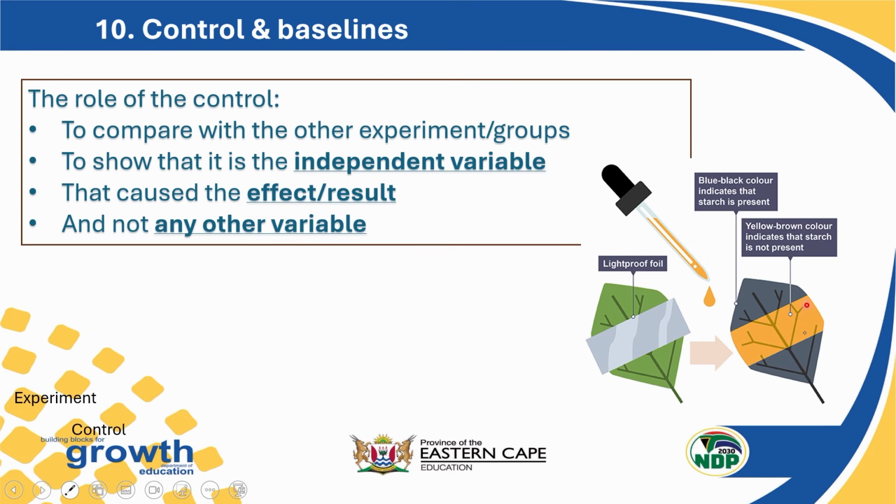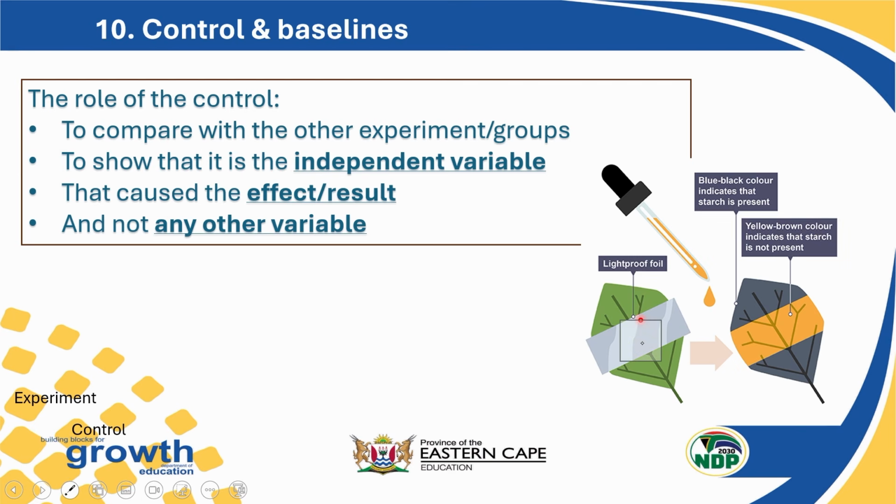In this area that was not covered, the iodine remained yellow-brown, telling us that no starch was produced. So what does this tell me? It tells me that light is needed in order for photosynthesis to take place. And how do I know that? Because starch was produced, telling me that photosynthesis takes place in this top part of the leaf.